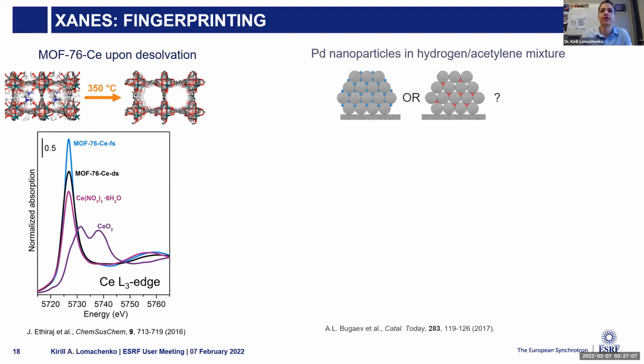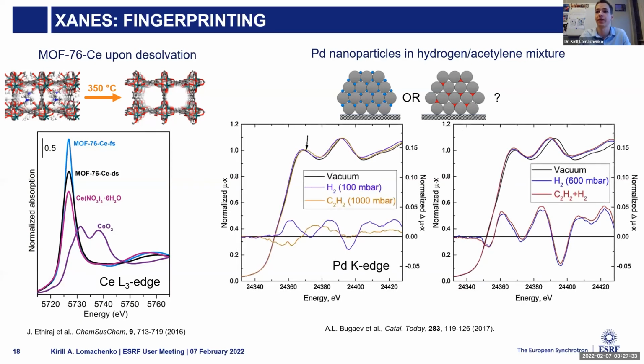A similar example is with palladium nanoparticles. When they're exposed to hydrogen, you form palladium hydride. When they're exposed to acetylene, they form palladium carbide. But what happens if you expose them to a particular mixture of hydrogen and acetylene? So who wins?